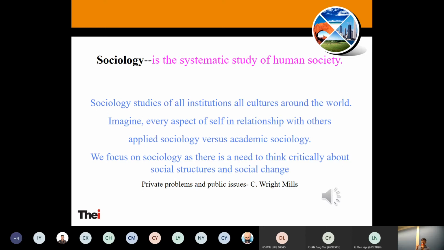By our observation, we can take a look at different social institutions. We can also take a look at the cultures around the world. We can imagine every aspect of self in relationship with others so that we can identify the elements among these relations. And once again, remember the terms in sociology.